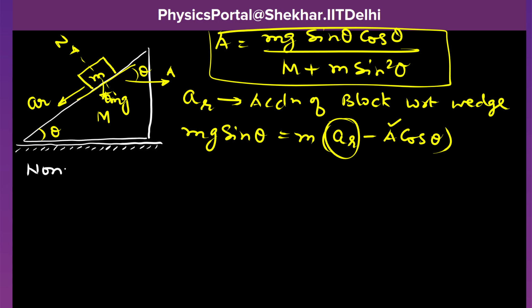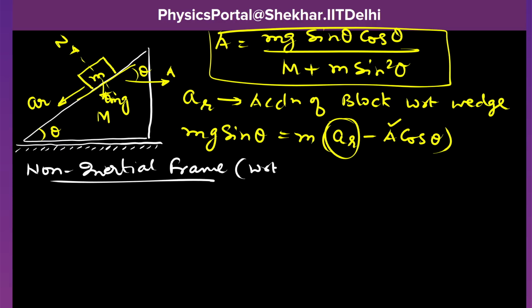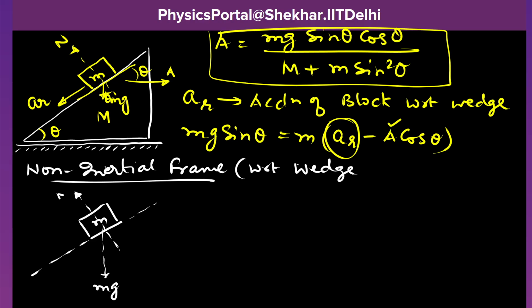For the non-inertial frame, that is with respect to the wedge, if we draw the free body diagram, look how things change. The result will not change though. So this is small m, the weight is acting in the downward direction, mg. The normal reaction is perpendicular, this is N. Now because the wedge is moving towards the right, there is a pseudo force which is opposite to the direction of acceleration of the wedge, ma. That is the pseudo force.